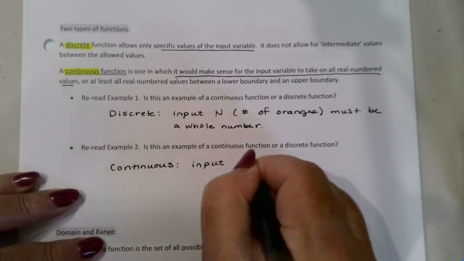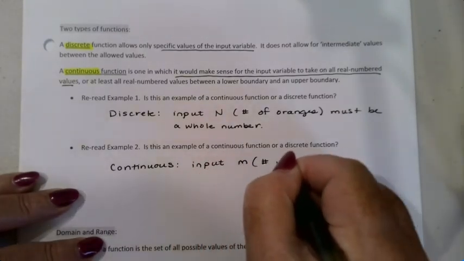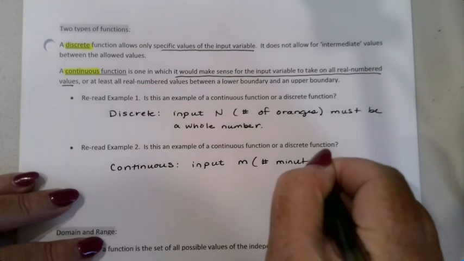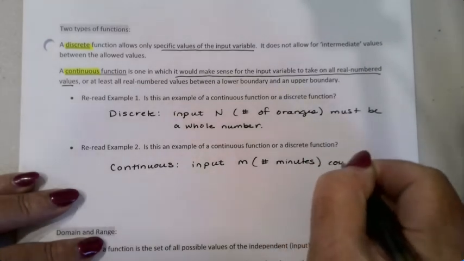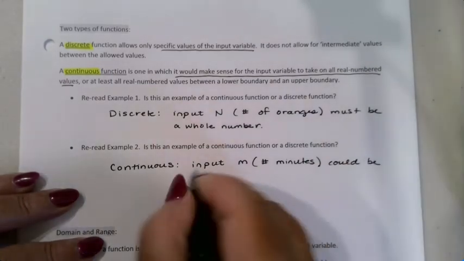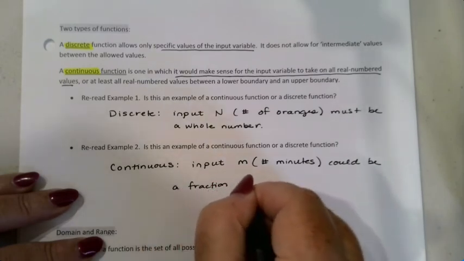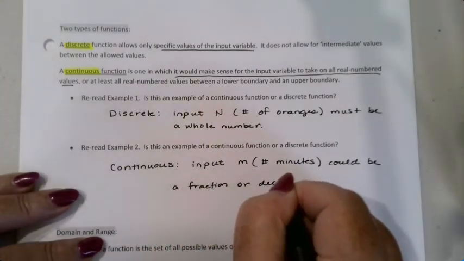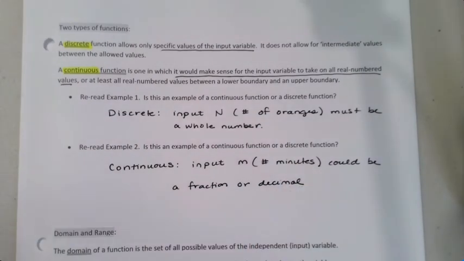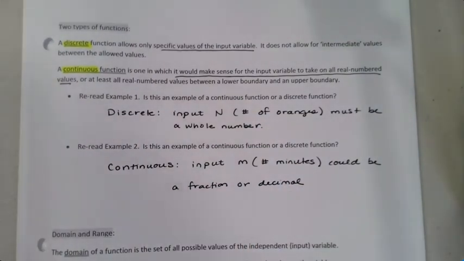Our input m, the number of minutes, could be a fraction or a decimal, and it would still make sense to ask what the temperature would be. A lot of times the discrete versus continuous isn't so much a mathematical thing as it is just a real-world understanding of what makes sense in the context of our problem.